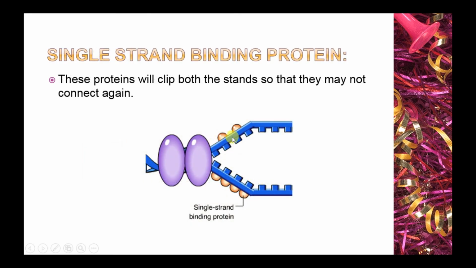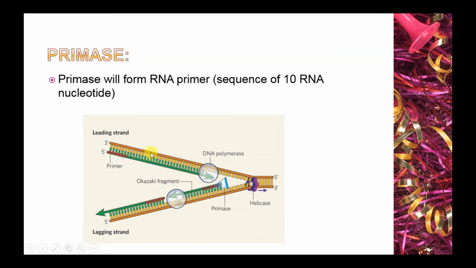Now in this case you can see that we have a single separate parental strand, and a new strand of DNA will form on this parental molecule, and a new strand of DNA will form on this parental molecule, so that we will get two molecules of DNA. So the replication will need primase to form a primer. Primer is basically RNA primer, which contains 10 RNA nucleotides.